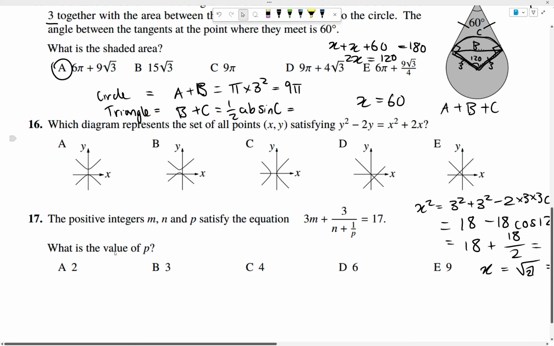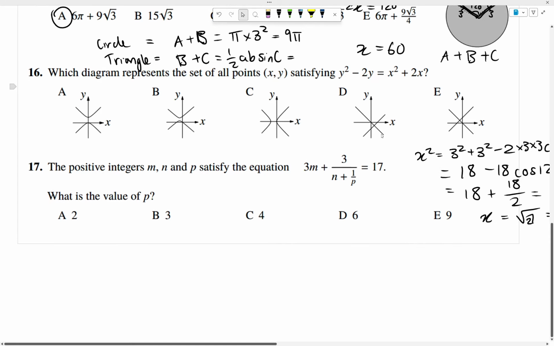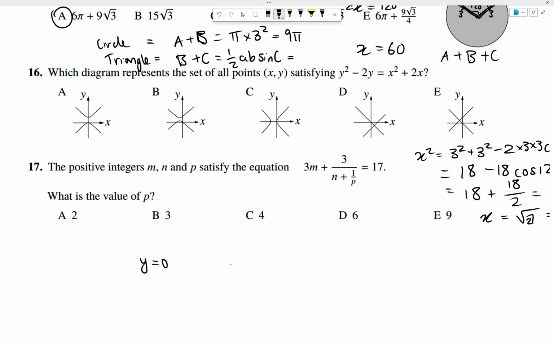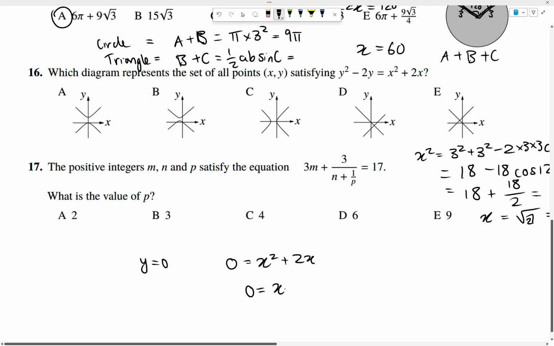Okay, a graph sketching question. Which diagram represents a set of all points x, y satisfying that equation? So with graph sketching questions, I'm going to try and look at what the value of the graph is at particular points. So I'm going to see what happens when y equals 0. And that would give 0 is equal to x squared plus 2x. So 0 is x times by x plus 2. So x is equal to 0 or minus 2.